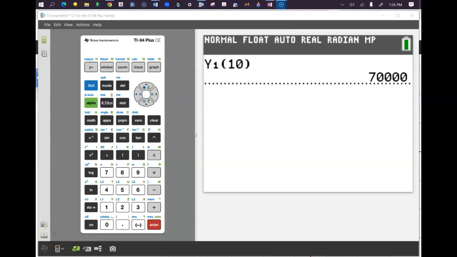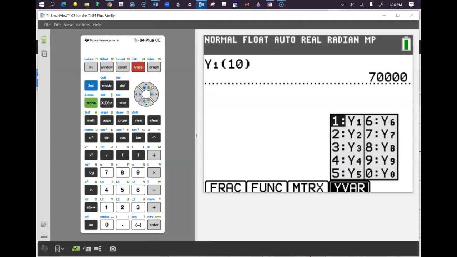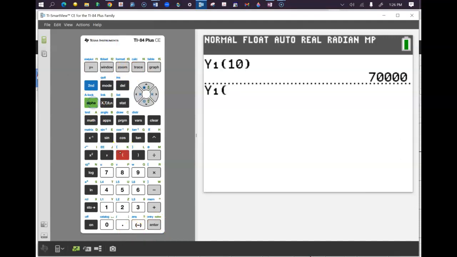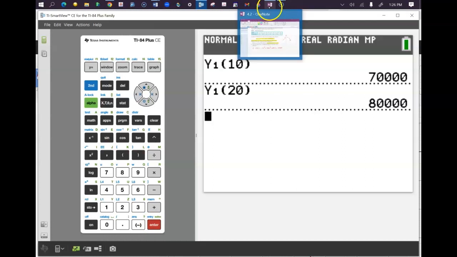Sorry, I made a mistake there. I said at 10, it should be at 20. At 10, we had a flat spot in the graph, and we'll go back and look at that again. So alpha trace y1 of 20, and that evaluates the function for us. And there we go. There's the relative maximum of 80,000.